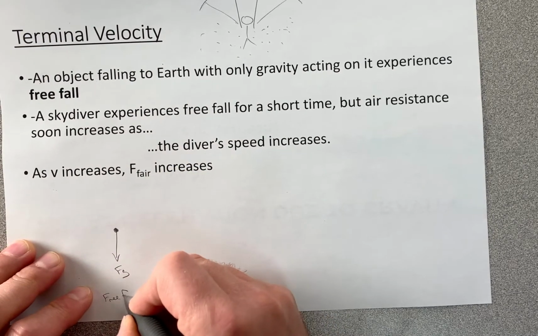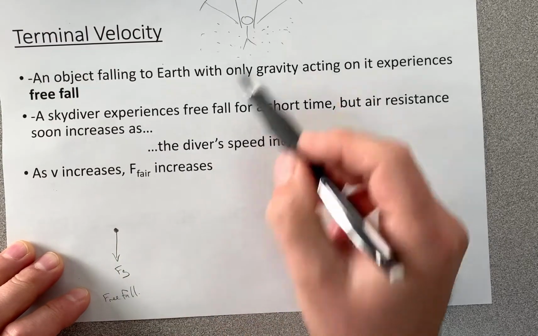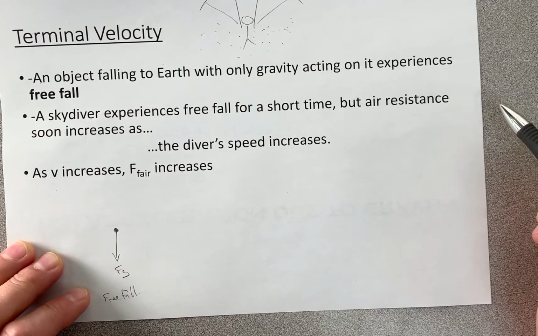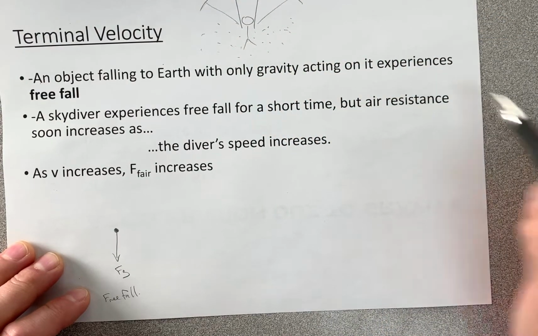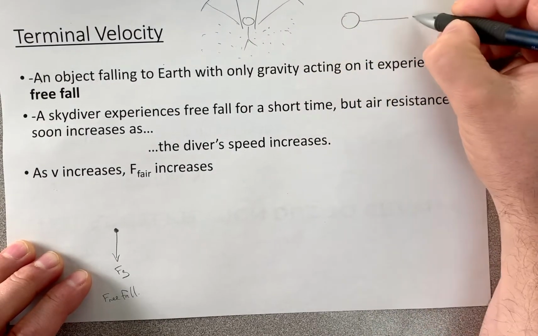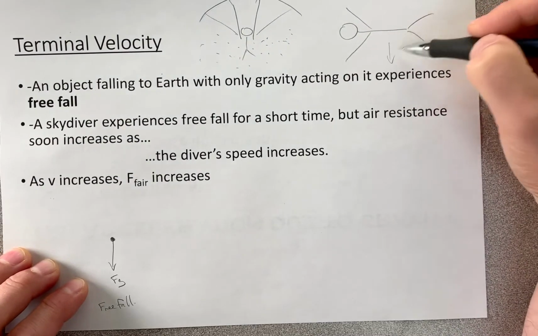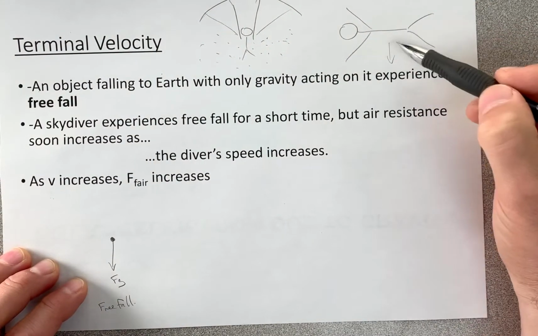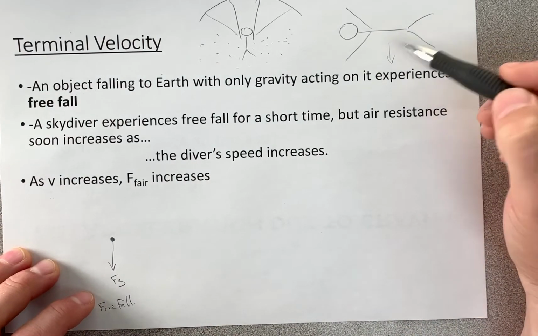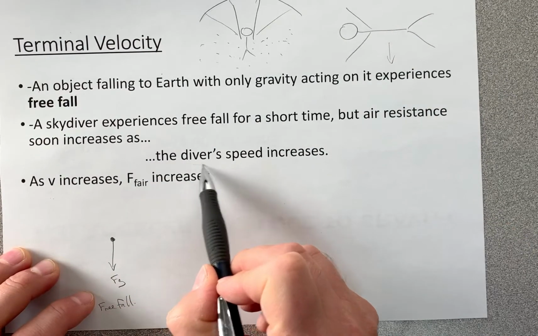Okay, so think back to our free body diagrams. A skydiver, well, let's forget the parachute. Let's just say that they are skydiving. So the person is skydiving in the spread eagle position as they fall down this way. As they jump out of an airplane, they're going to experience free fall momentarily because they're not going very fast. But as they speed up, air resistance increases as the diver's speed increases.